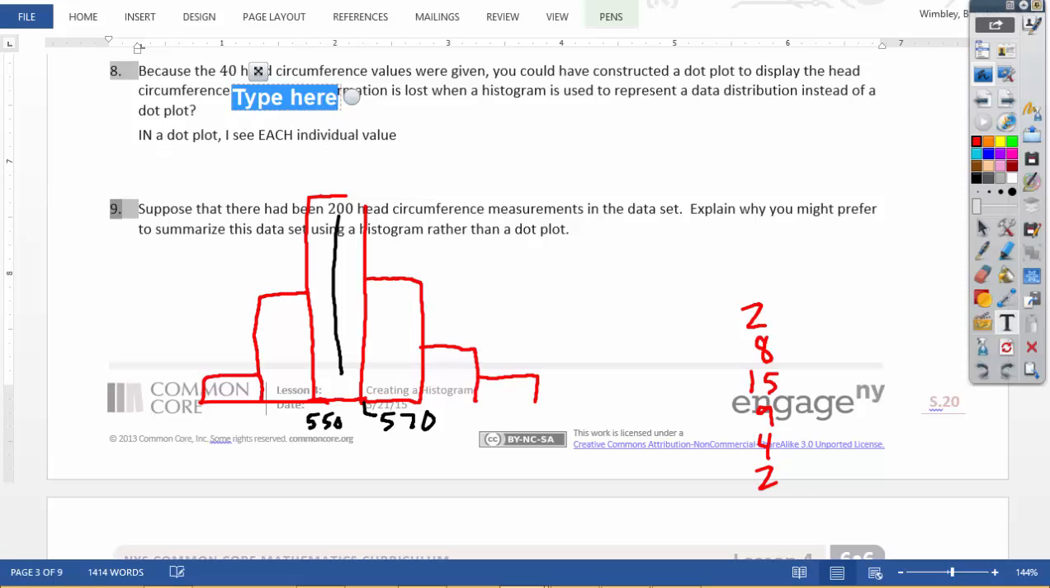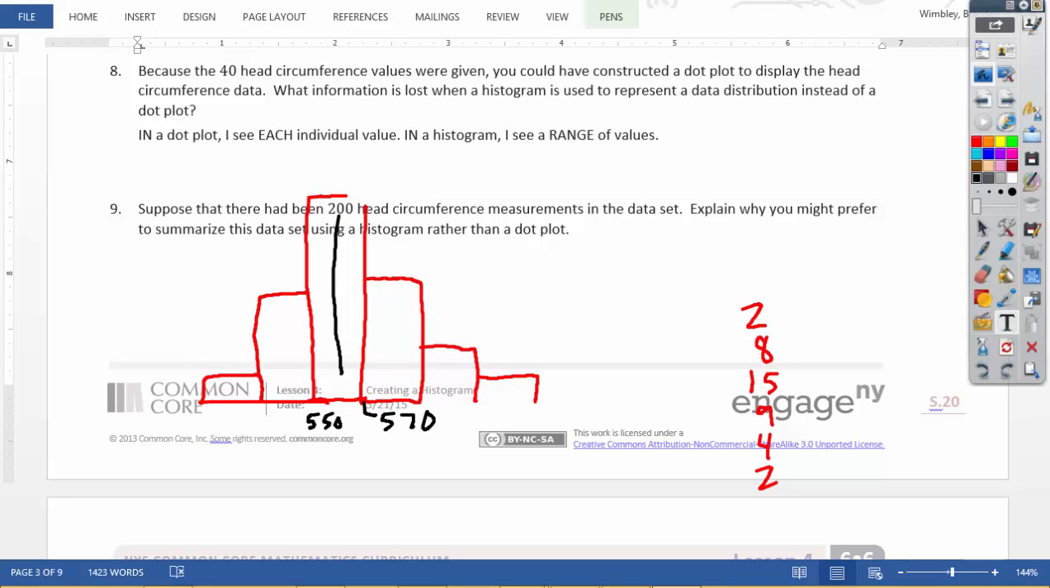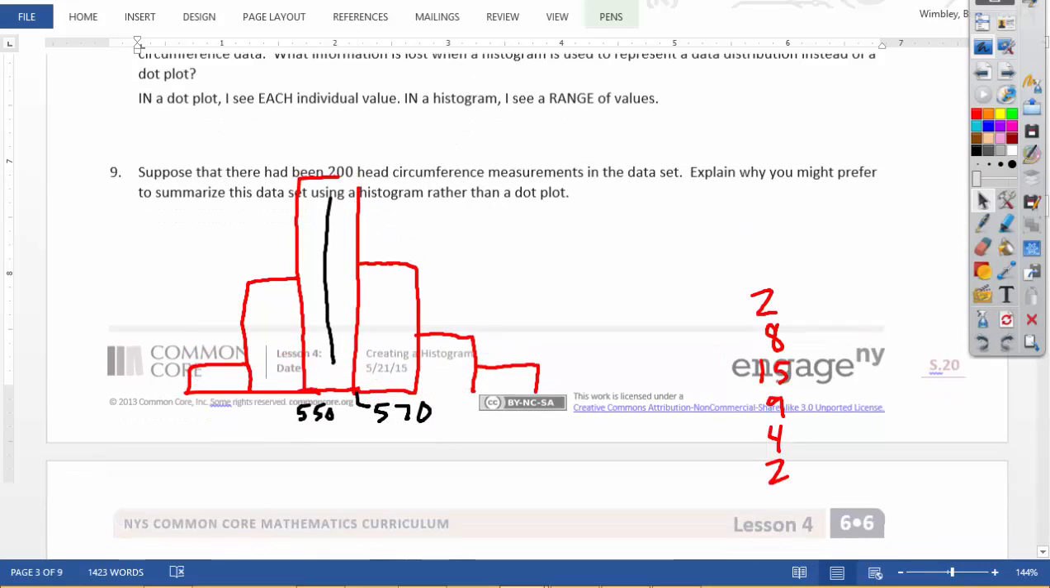What happens in a histogram? In a histogram, it's a little different because I only see a range. So in that histogram, I'm not just seeing each number appear, I'm seeing them grouped together. So if I want to see a group of numbers, a histogram is better. If I want to see each individual value, a dot plot is better. All right, let's go on to this next one.